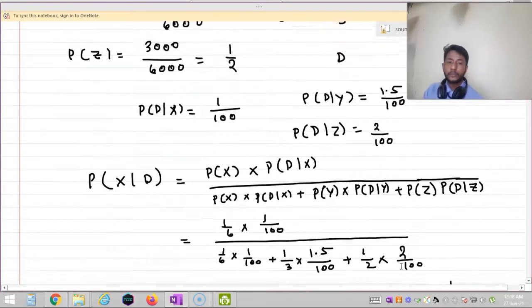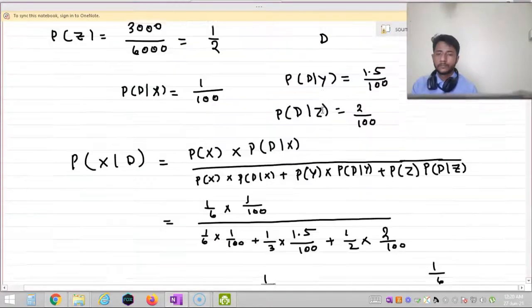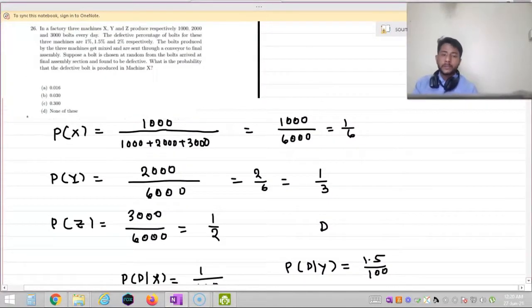So let us see the options. You can see that 1 by 10 is not available here, so option D, none of these, is the correct option.